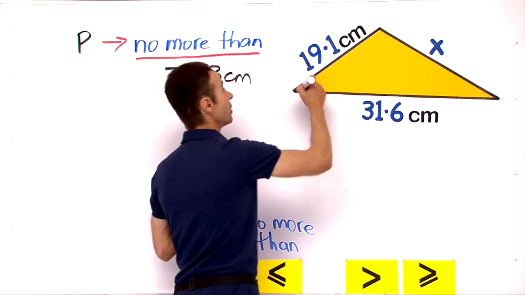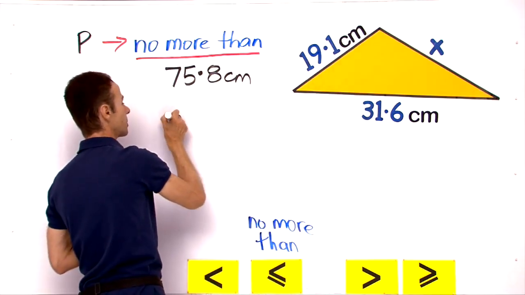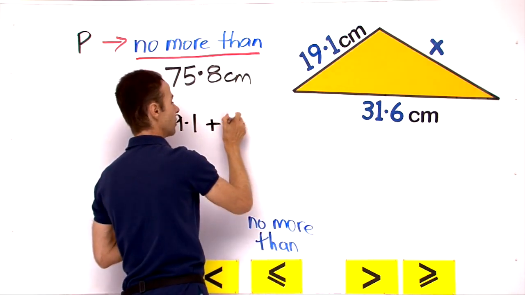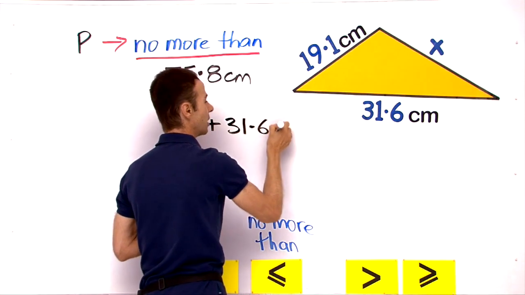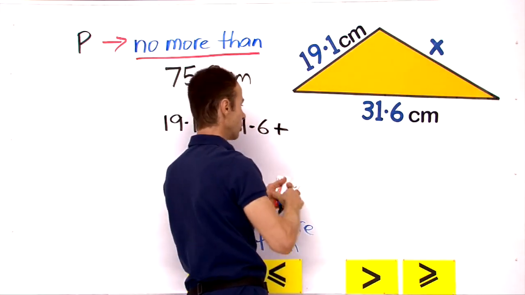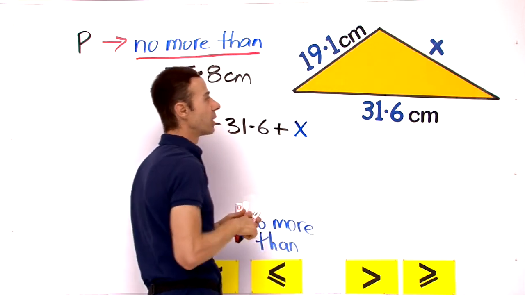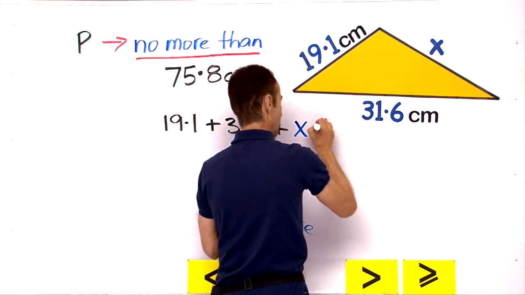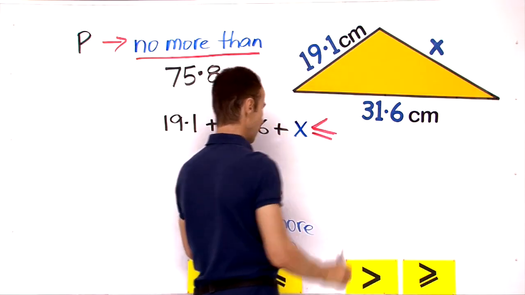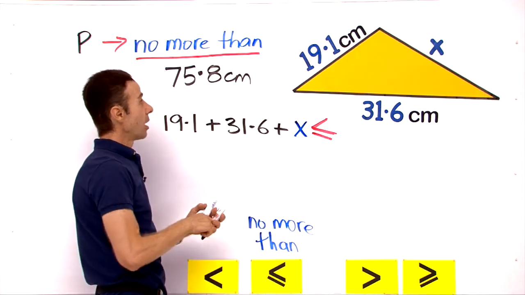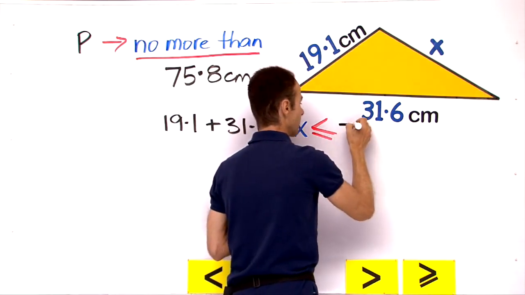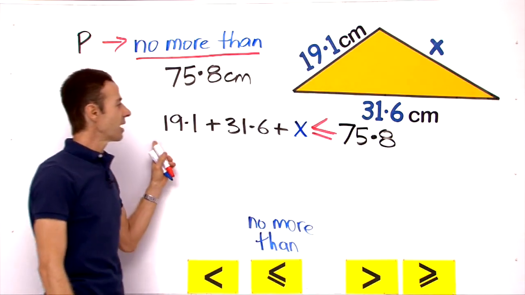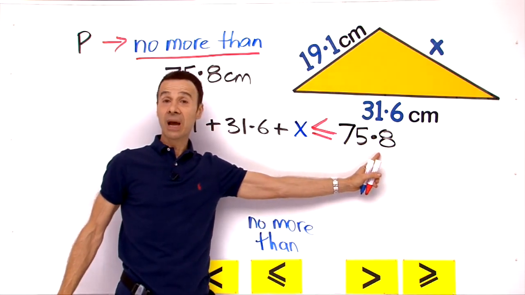So we have the first side, 19.1 centimeters, plus the base length, 31.6, plus the unknown variable X, we'll put that right there, must be no more than, which is less than or equal to, like that. No more than. There it is. How much? 75.8 centimeters. Okay, we have an inequality. All we have to do now is solve it.